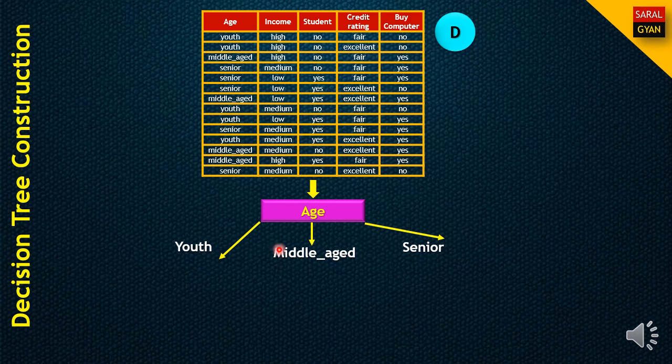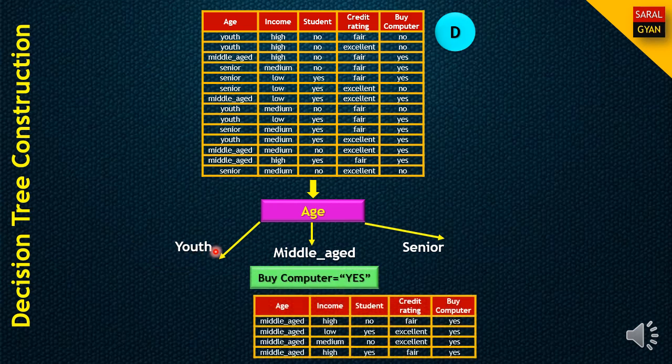So if age is equal to middle aged, you can see that when age equals middle aged, all the values in the decision attribute, or you can say the label attribute where the decision is kept, are yes. That means this is a leaf node. No further classification is required because there is no confusion.